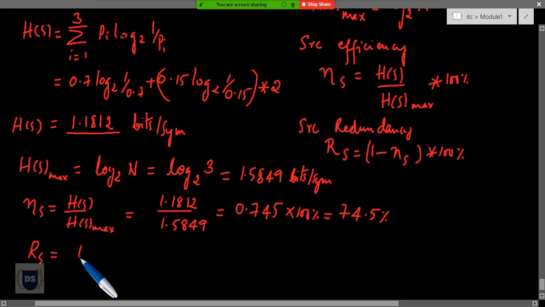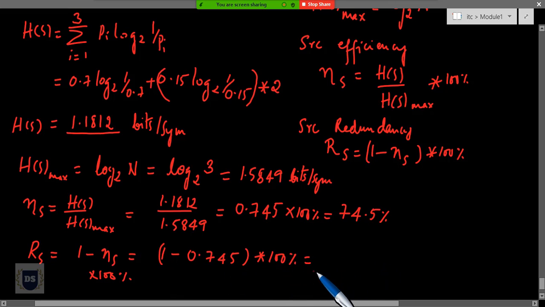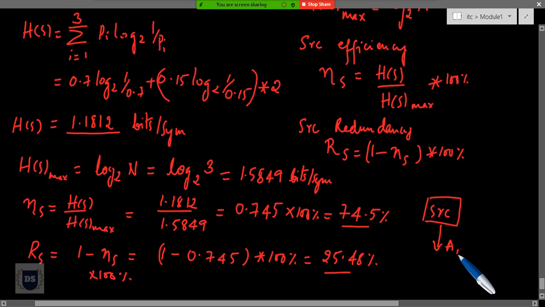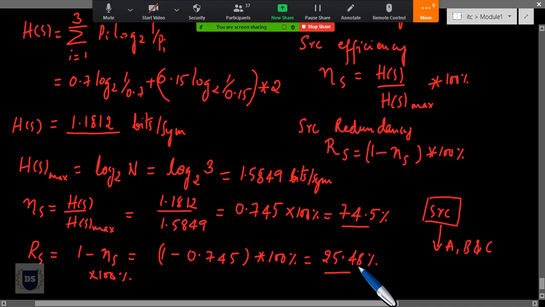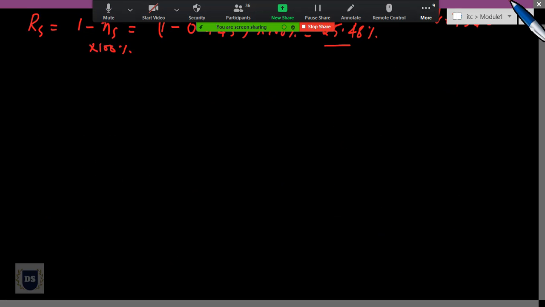In a similar way, the value for redundancy, I'll get it as equal to 1 minus eta s. So if I substitute the value for eta s, I'll be getting 1 minus 0.745. This entire thing should be multiplied with 100% because we usually put source efficiency as well as source redundancy in terms of percentage. So I'll be getting this as equal to 25.48, such that just by looking at these values, I can make out the efficiency of the source, that which is emitting three symbols A, B and C, and this source is associated with redundancy, that which is equal to 25.48. So this was our problem number 1.